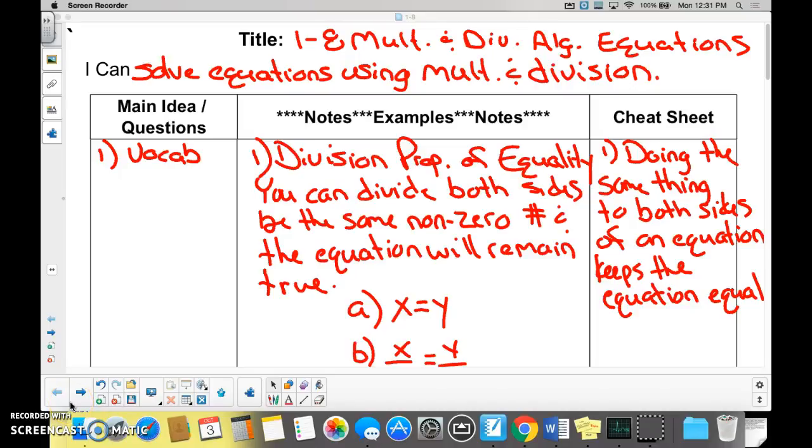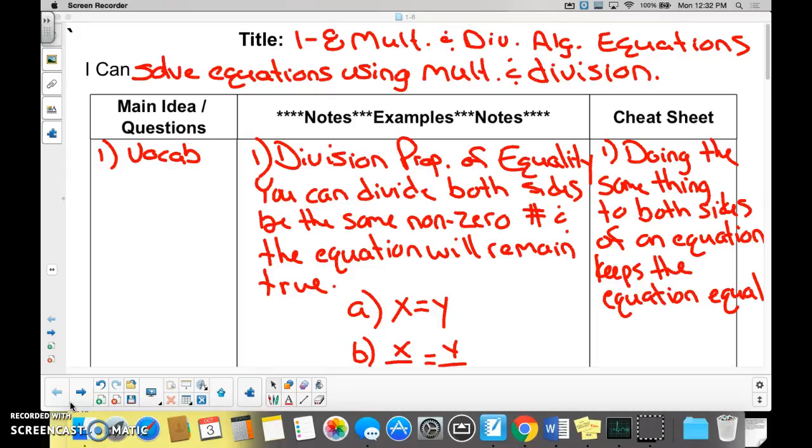Mason, what are we doing today? Multiplying and dividing algebraic equations, and what can you now do, Bridget, loudly? I can solve equations using multiplication. Is that true? Yes. Wonderful.